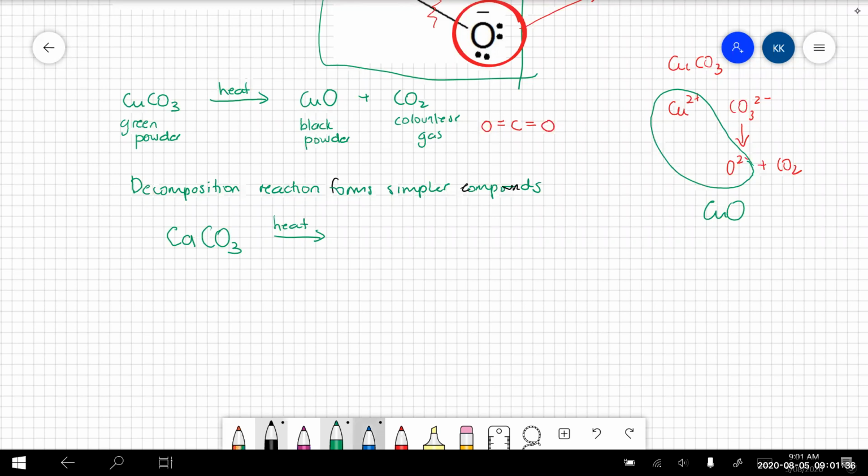Okay, so we know that this carbonate ion is going to break up into an oxide ion and a carbon dioxide, which means we're going to get calcium oxide when the calcium ion and the oxide ion get together, and carbon dioxide. Did you get that? Well done. Well, that is combination and decomposition, and I will see you guys in the next video.